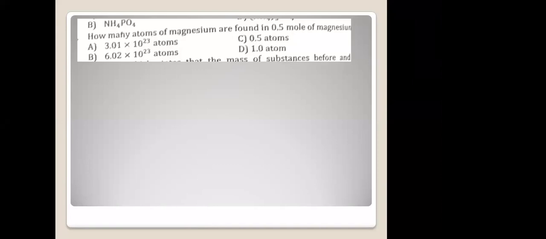Okay, number of atoms equals n times 6.02 times 10 to the power of 23, which is the Avogadro number. Here n is the number of moles. Number of atoms equals 0.5 mole times 6.02 times 10 to the power of 23 atoms per mole. Number of atoms equals 3.01 times 10 to the power of 23 atoms. Then we got A.